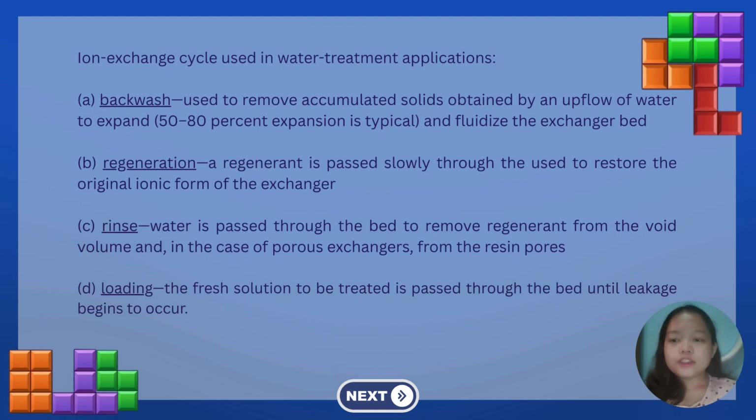B. Regeneration. A regenerant is passed slowly through the bed to restore the original ionic form of the exchanger. C. Rinse. Water is passed through the bed to remove regenerant from the void volume and, in the case of porous exchangers, from the resin pores. D. Loading. The fresh solution to be treated is passed through the bed until leakage begins to occur.